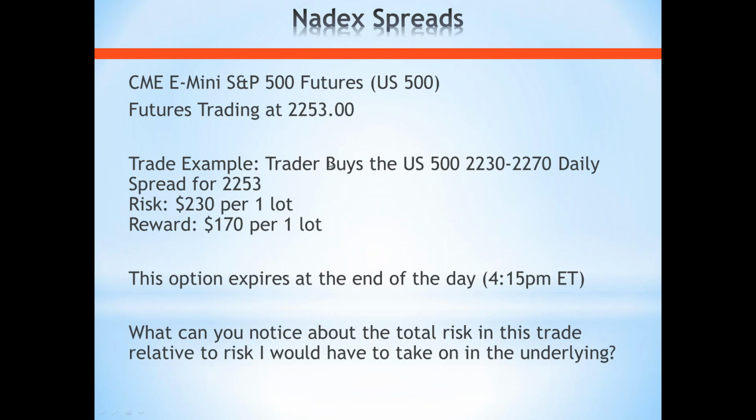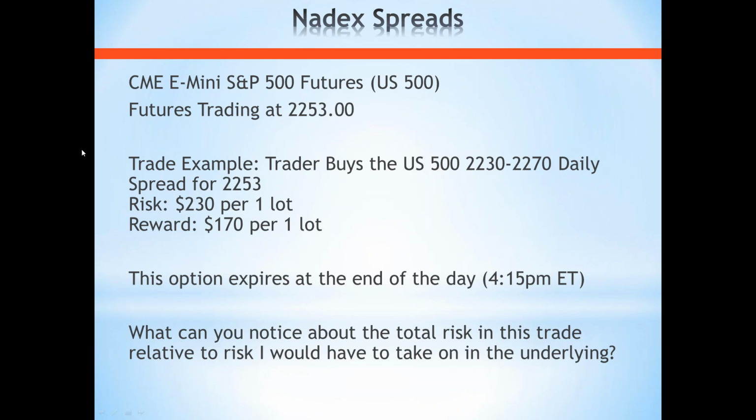So the first example is in the CME E-mini S&P 500 futures. And like I said, it's a little bit older. The market's a little higher than this now. Actually crossed 2,300 today, believe it or not. But here we have an example with the futures trading at 22.53. I go and buy the US 500 2230 2270 daily spread for 22.53. My risk in this trade is $230 per one lot. My reward in this trade is $170 per one lot, and the spread expires at the end of the day.